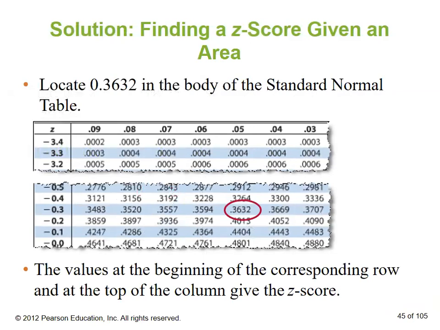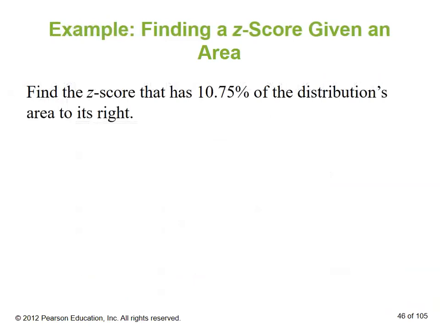Now, do you recognize an issue we might run into here? What if the area I asked you to find was 0.3614? It's not in the table, is it? So what we would have to do in that case, and we're going to talk about this in just a second, would be, I know it falls between here and here. And then I'll just go with whichever one it's closest to. Basically that is what I would have to do if it's not in there exactly. Okay? Now, if this says find the z-score that has 10.75% of the distribution's area to its right, tell me how you think we could go about finding that.